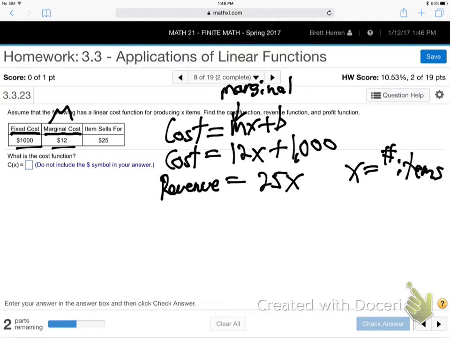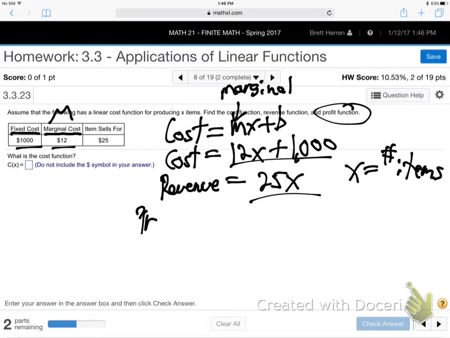So that's the revenue function and the cost function. The last thing they ask for is the profit function. There are 3 parts to this question, so they're going to ask you to enter the cost function and the revenue function, then part 3 on MyMathLab will ask you for the profit function. How do we come up with a profit function? It's just incoming minus outgoing, right?